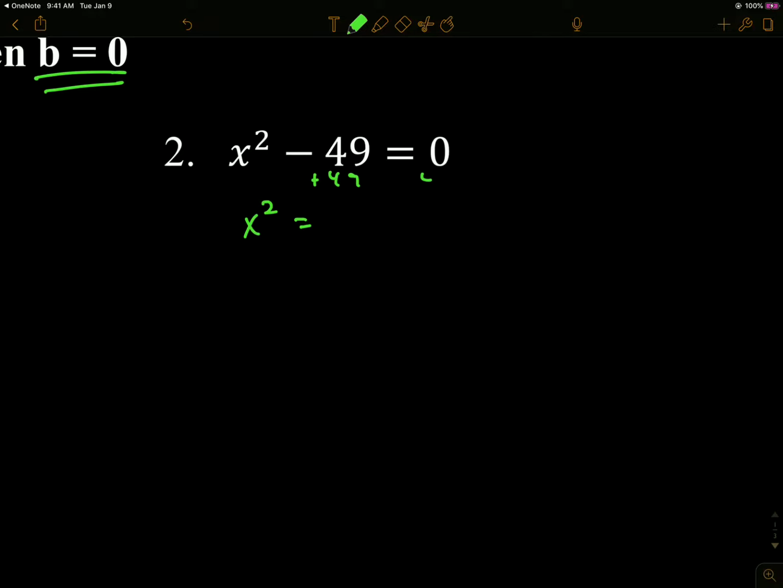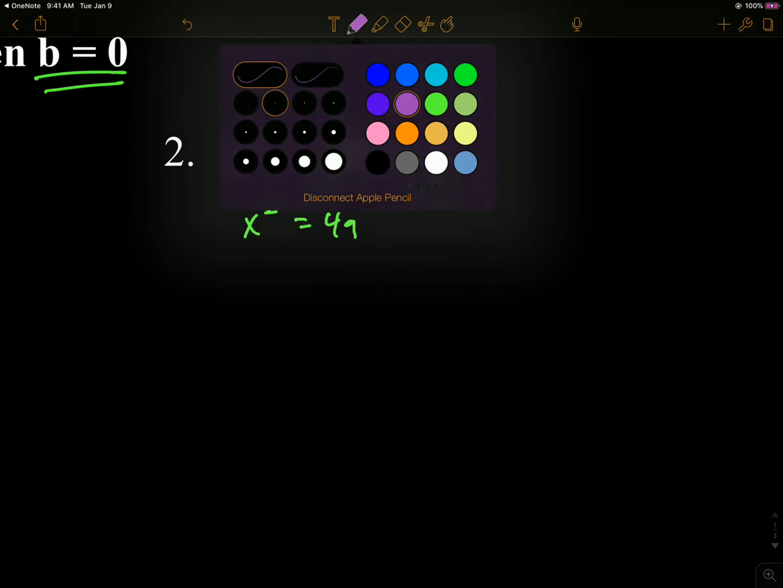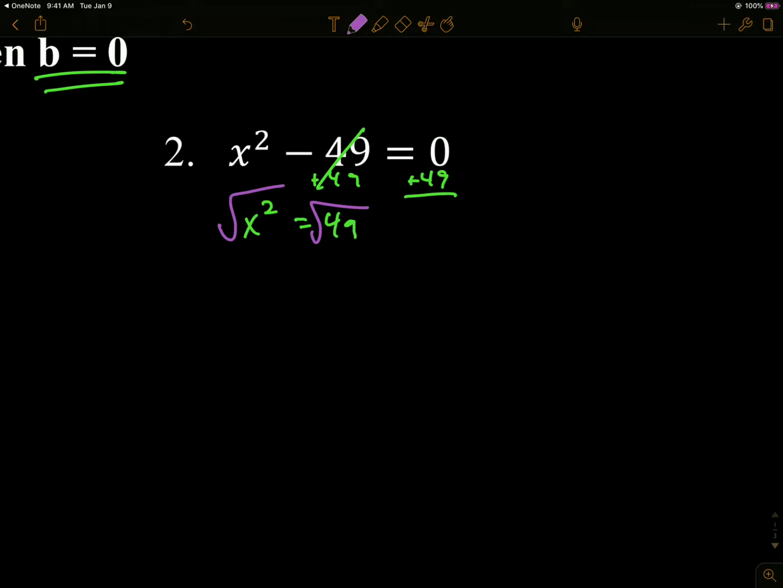So now we're just going to repeat this process. If I add 49 to both sides, I get x squared equals 49. Then on this next step, I'm going to square root to get the x squared turned into an x. The square root of 49 is 7 and negative 7.